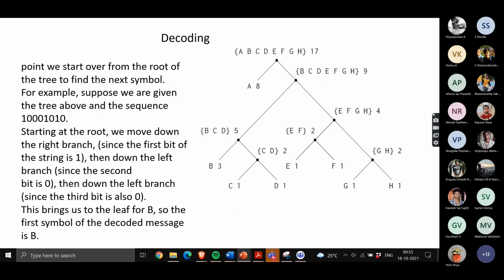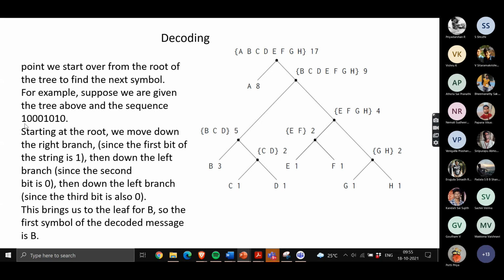How to decode? Now the input is a bit pattern, some sequence of bits. Consider in this case 1001010. This is the input. Now we have to find the reverse: what are the symbols transmitted, or what are the symbols represented by this? So what we need to do is the reverse case.